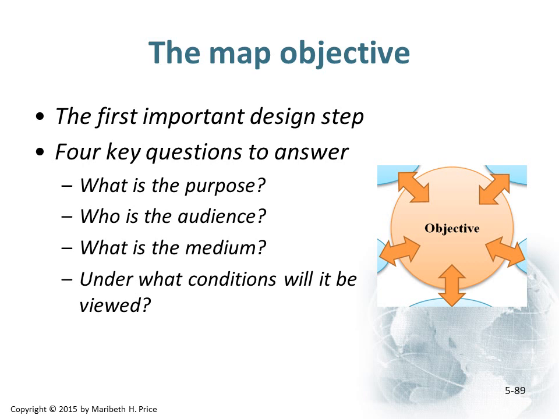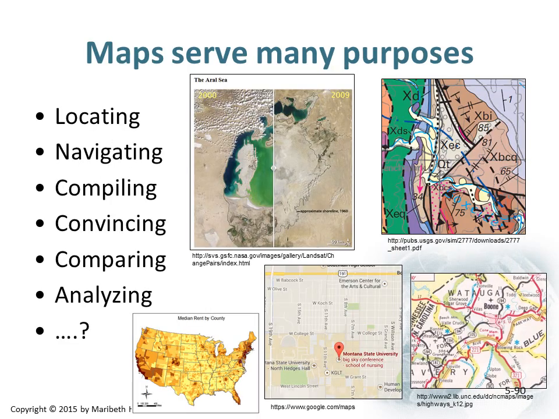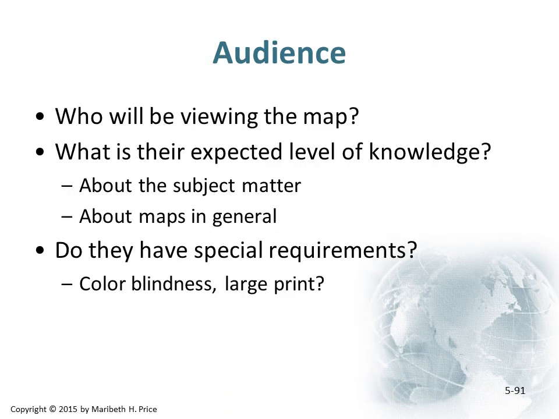Under what conditions will it be viewed? Will it be held on a piece of paper? Will it be printed out on a 40-inch poster? Will it be shown on an overhead projector? All these things make a huge difference. Maps serve a lot of purposes. They can be used for locating things, navigating, compiling, convincing, comparing, analyzing, and any number of other things.